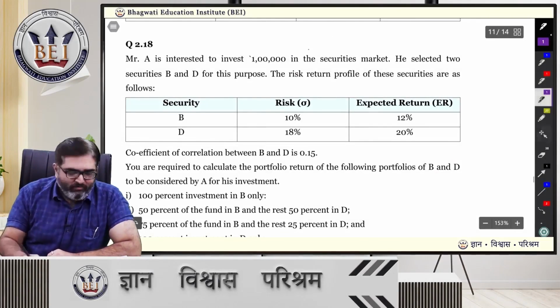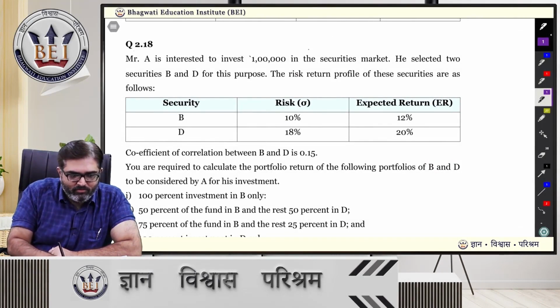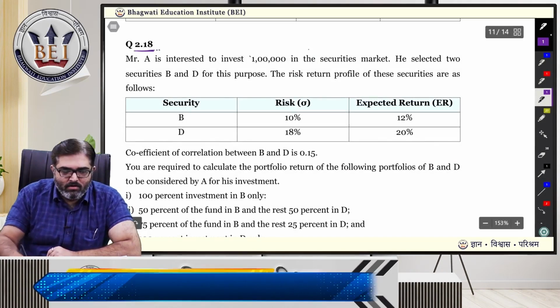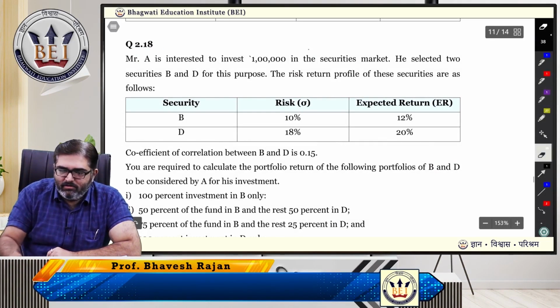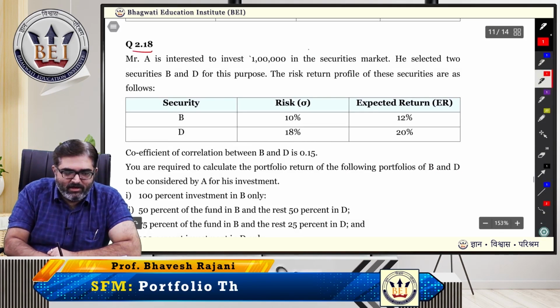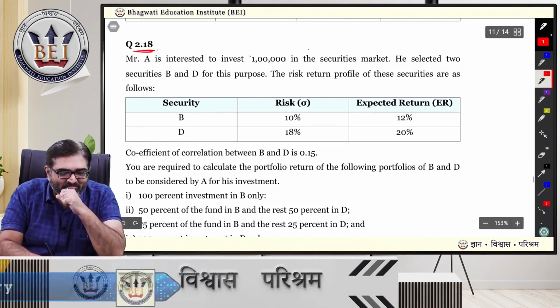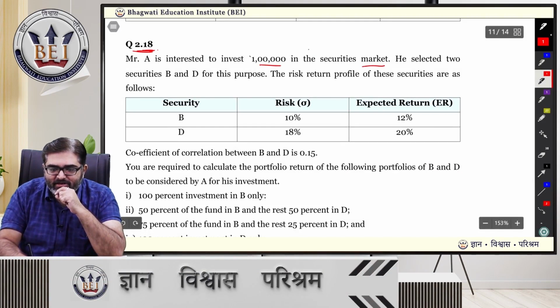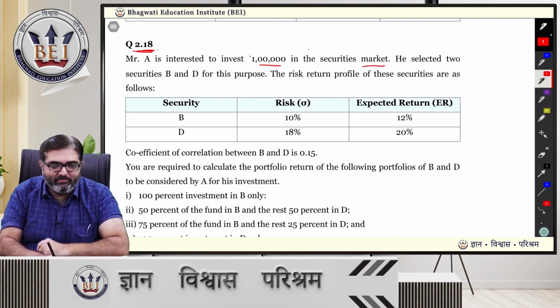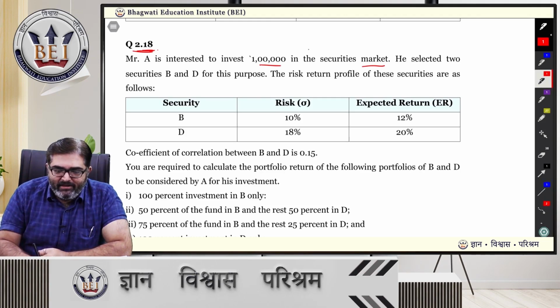तो भाई 2.18 जो है, ये क्या कहानी है। अपन अपने कस्टमरी रेड कलर से शुरू करते हैं। Mr. A is interested to invest rupees 1 lakh in the securities market. He selected two securities B and D for the purpose. Right, the risk return profile of these securities are as follows.